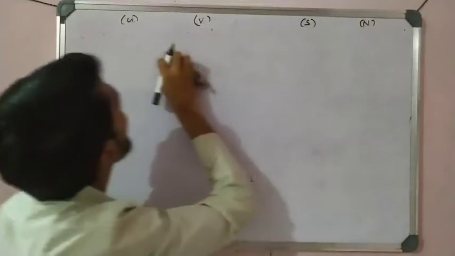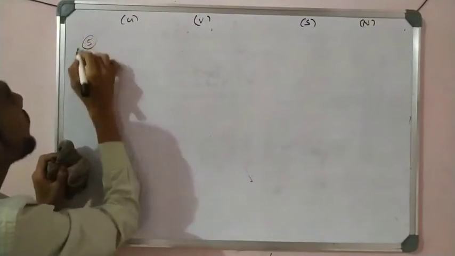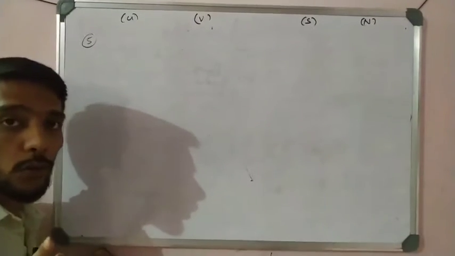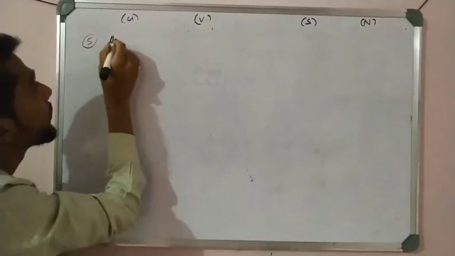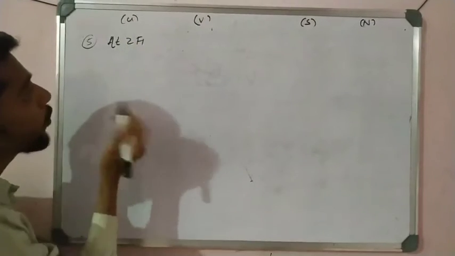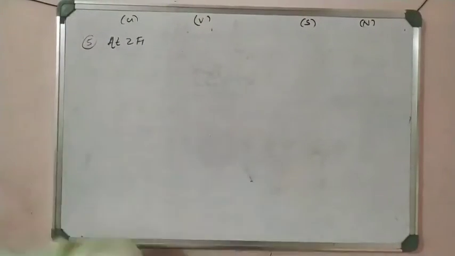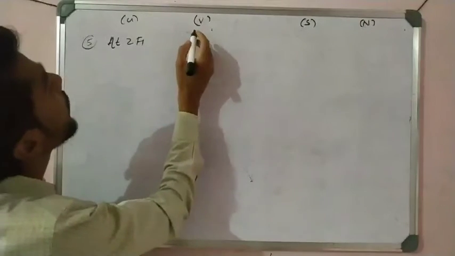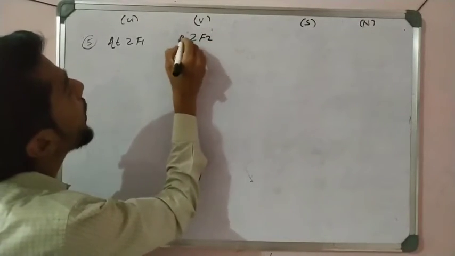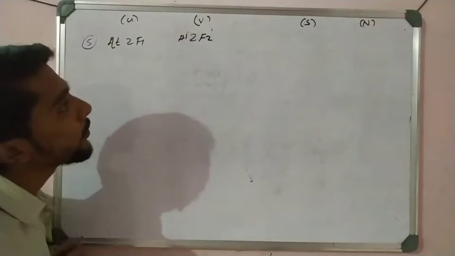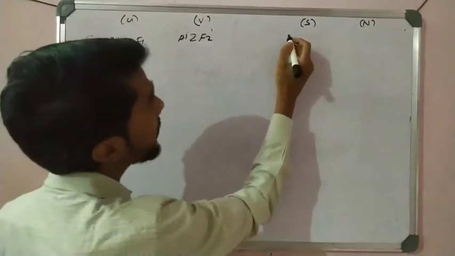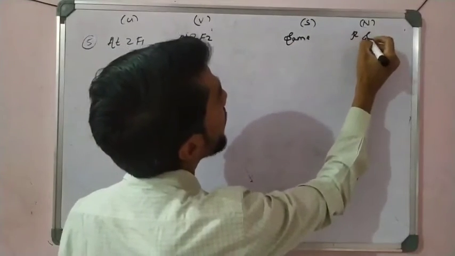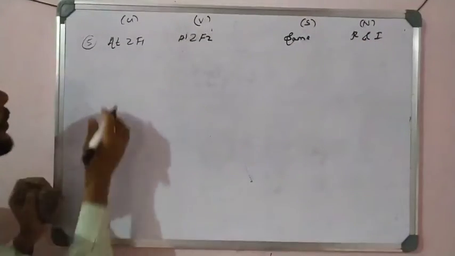Now let us see the fifth one. Which fifth case is there? At 2F1, right? Oh, camera is stuck here. Okay. So at 2F2. Okay. At 2F2. So see, the size is the same. And what is here? Nature is real and inverted. Clear, students?